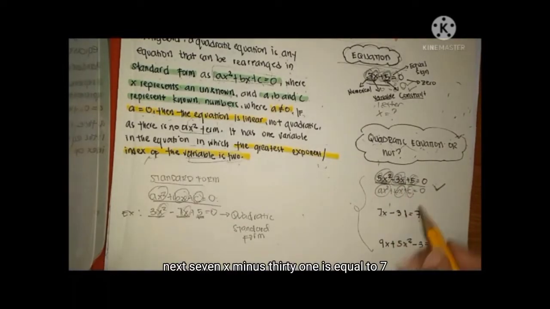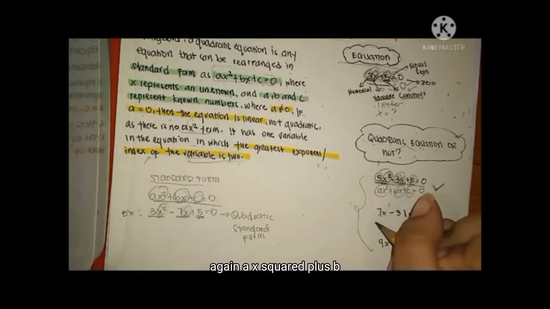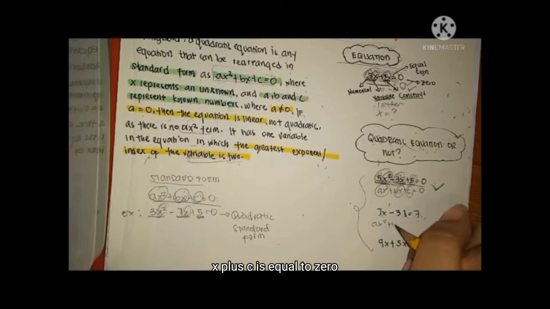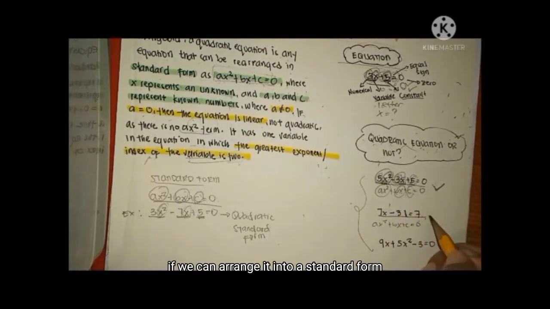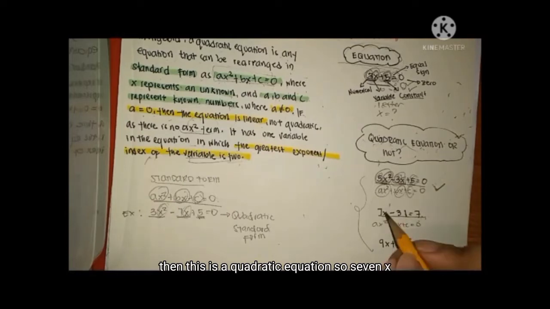Next, 7x minus 31 is equal to 7. Again, ax squared plus bx plus c is equal to 0. If we can arrange it into a standard form, then this is a quadratic equation. So first, ax squared. We don't have any x squared in the given.